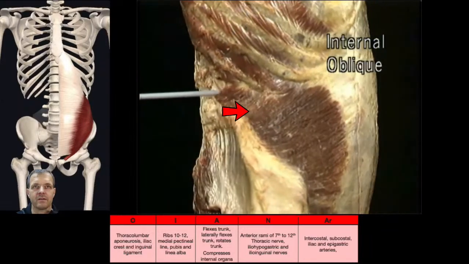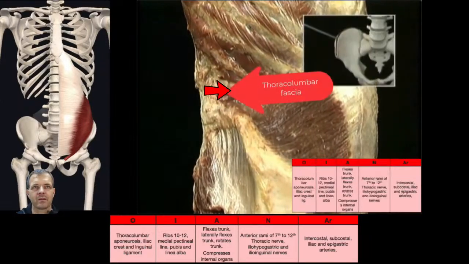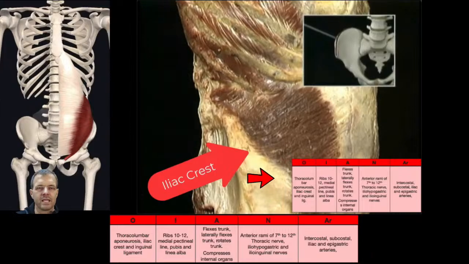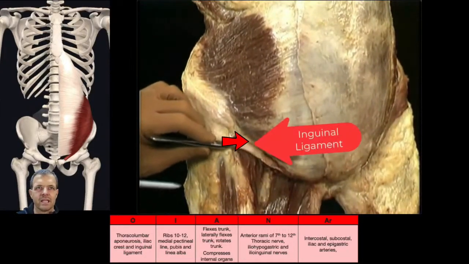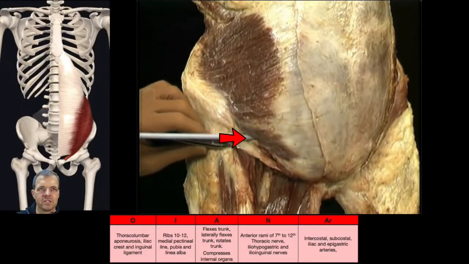Very, very similar kind of attachment points. So we've got right around the back, thoracolumbar fascia, along the iliac crest. That's often a really tender area, isn't it, along there? And then we've got this piece of connective tissue, and then the inguinal ligament, and there's a gap there as well.